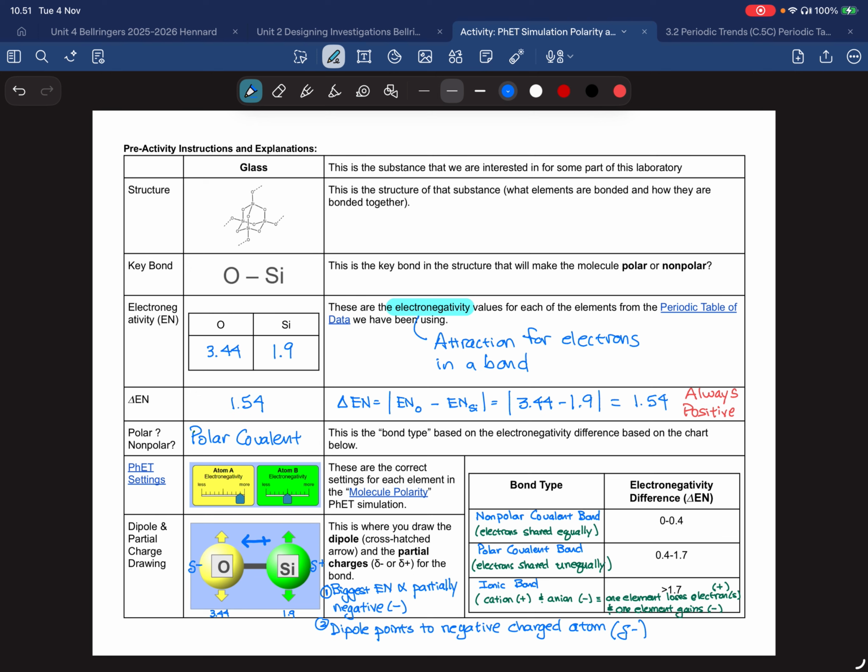Now, that's it for the notes here. Show that to your teacher, that you've done this and you know how this thing works, and we'll get the rest and you'll move on with the activity.